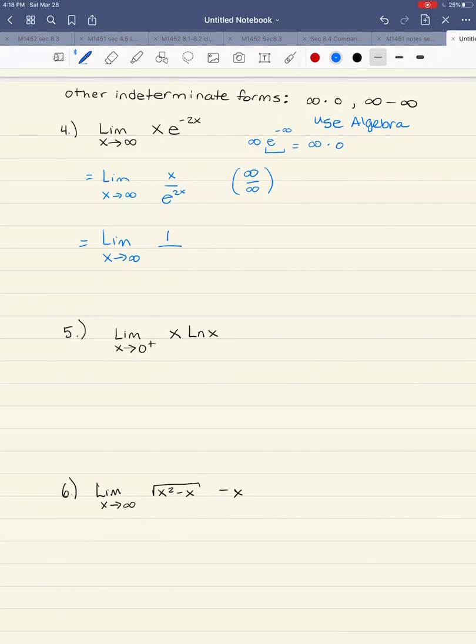Let's take the derivative of the top, divide it by the derivative of the bottom. There's the derivative of the top over the bottom. Now I let x go to infinity, and so I get 1 over infinity, and my limit is 0.